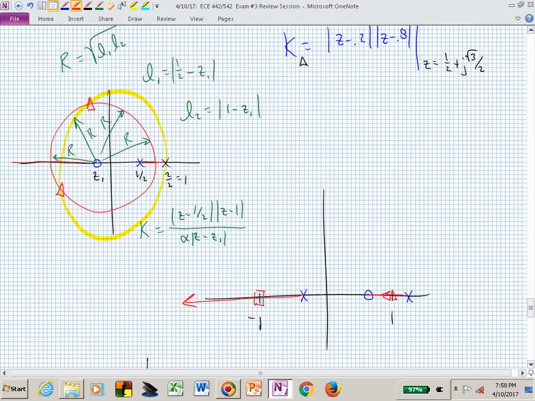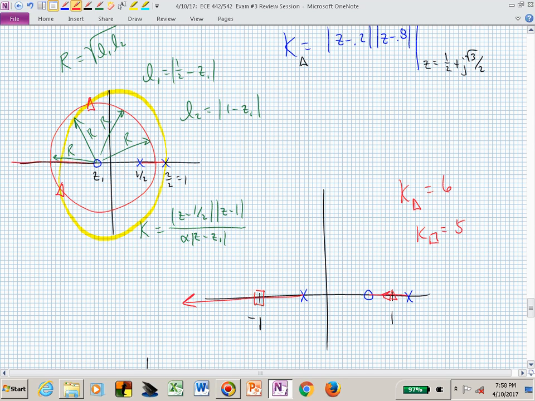If this system is, let's say that k triangle is 6, and let's say k squared is 5. Is this system stable? Will this system be stable if the gain to get me to -1 is 5 and the gain to get me to 1 is 6? Do I have any chance of stabilizing this system with a constant gain controller?